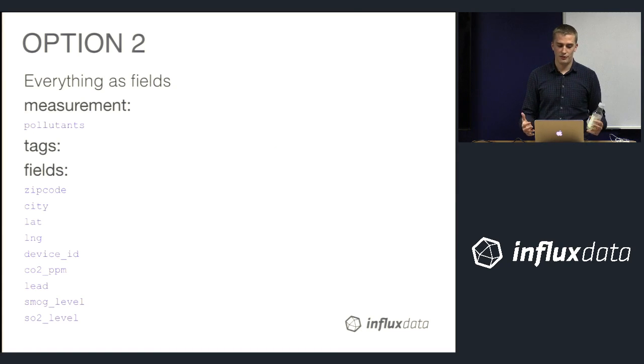Option 2 is to put everything in fields. Maybe you don't really care about the city or something like that, or maybe you're just getting a ton of points and you want to keep latitude and longitude as a field. That's also not a great schema, because if you think about latitude and longitude, that's almost never going to change for a sensor that's doing air measurement. Unless you've got it on the back of a truck or something, you're going to want that as a tag.